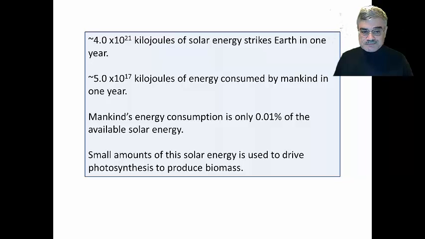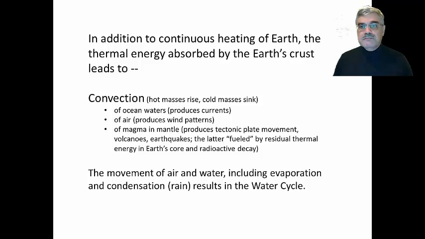So you can see why some proponents of solar energy point to the very vast resources of solar energy that are available. Small amounts of this solar energy that impinges upon the Earth are also used to drive photosynthesis to produce biomass, that is, plant life. So the solar energy, visible and ultraviolet light, that impinges upon the Earth is absorbed and is re-irradiated out as infrared, and in the process it keeps us warm.